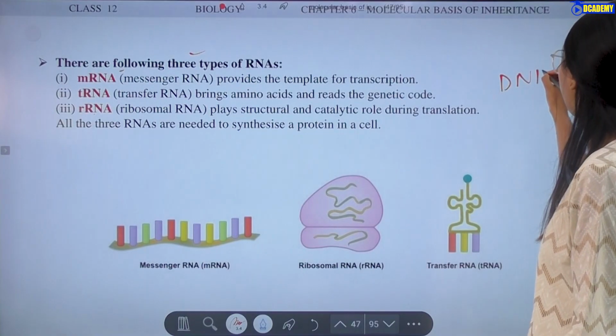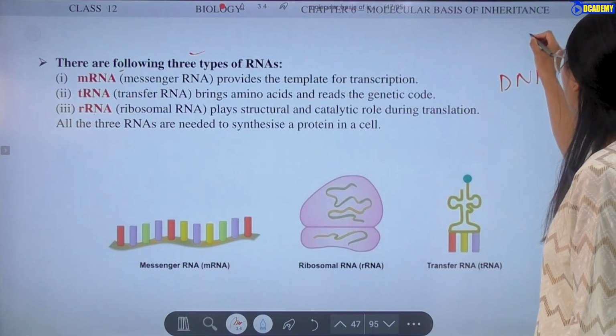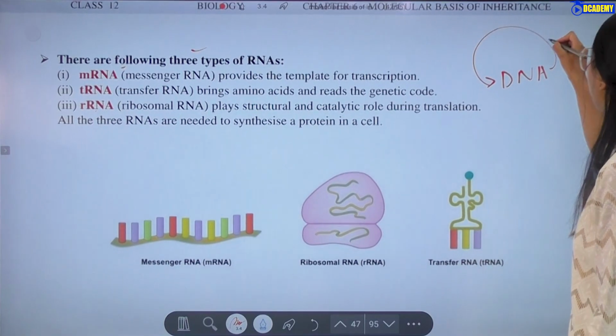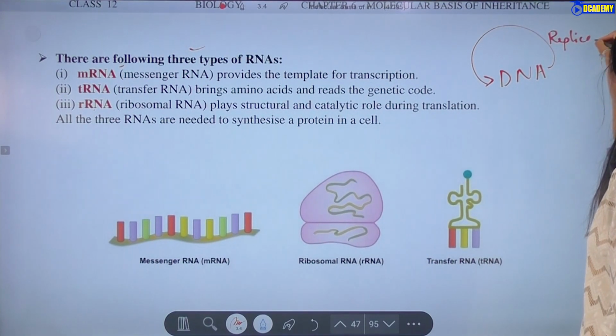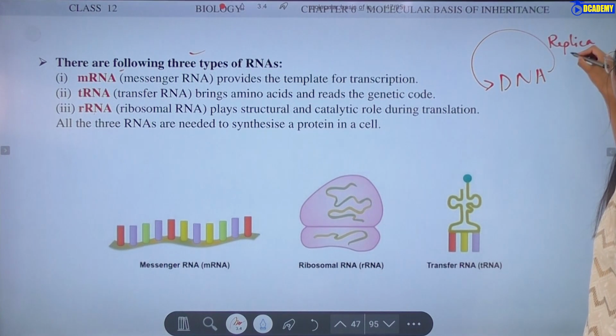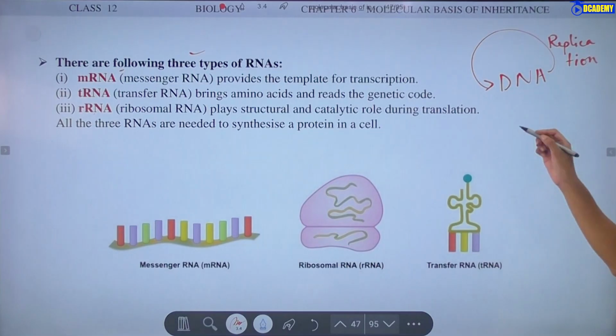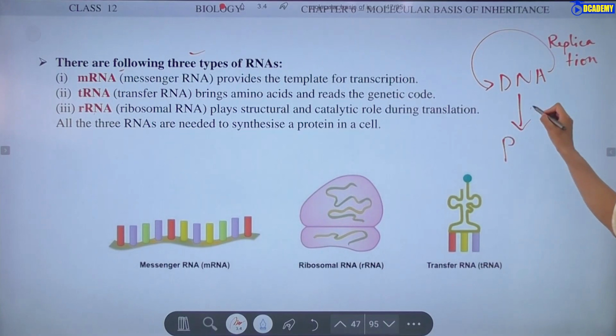DNA to DNA. This is replication. DNA to protein, synthesize protein.